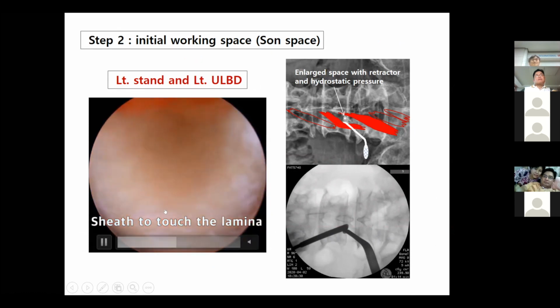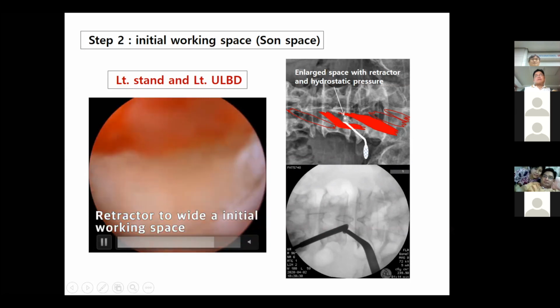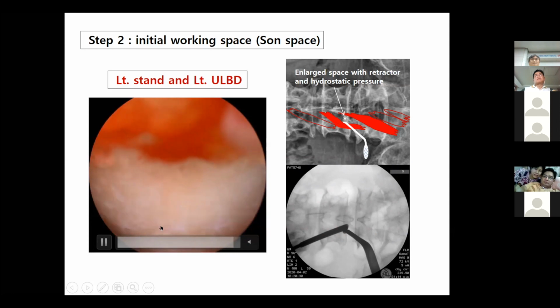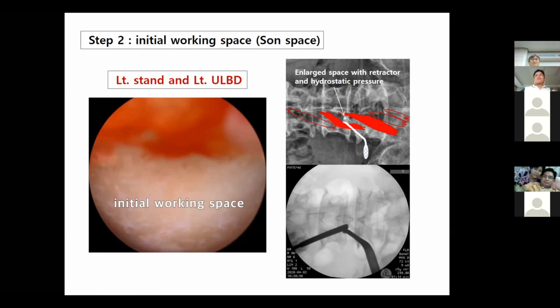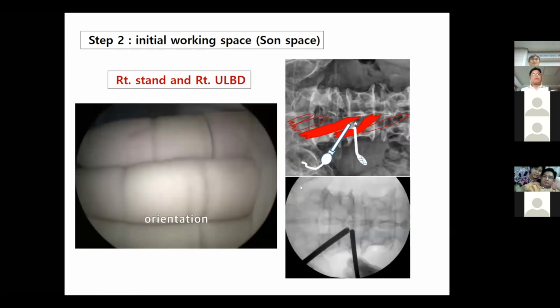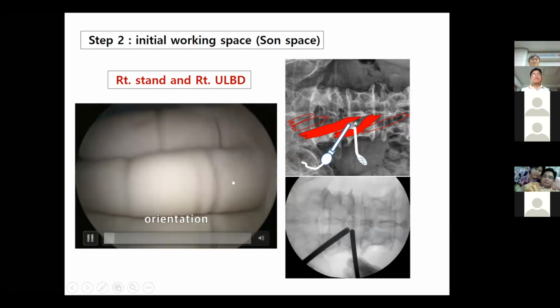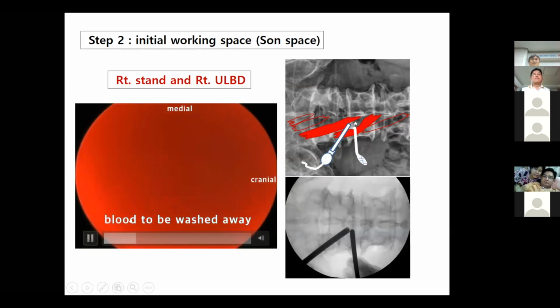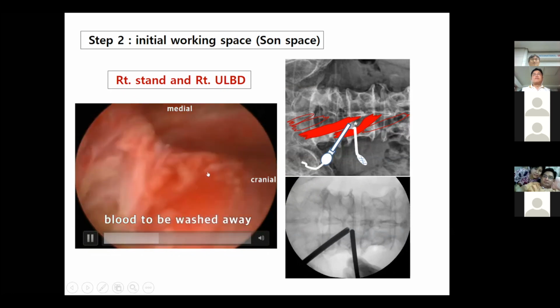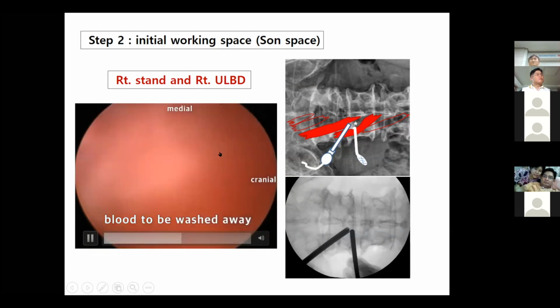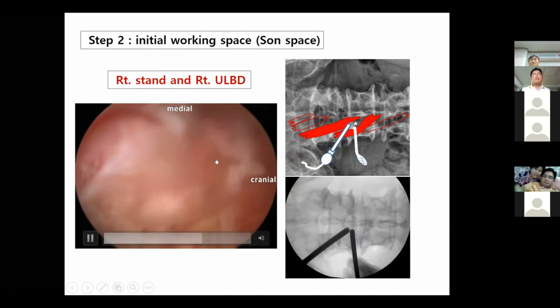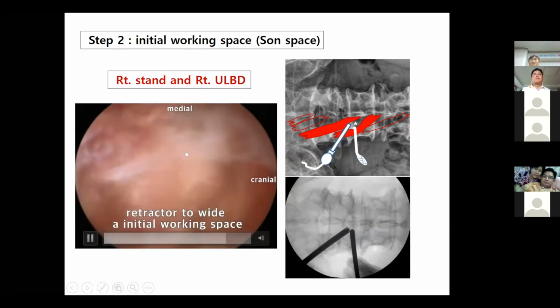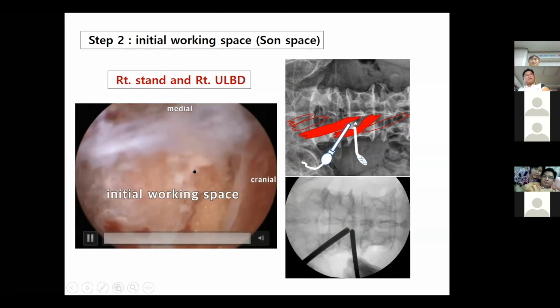Here, the lamina, and the important thing is this retractor, the semi-tubular retractor. The retractor can make the space wider. This is the initial working space. This is left standing of left ULBD. But in this type, right standing, right approach, blood washed, and this one, lamina, and retractor also. This is the initial working space in right ULBD, slightly different.